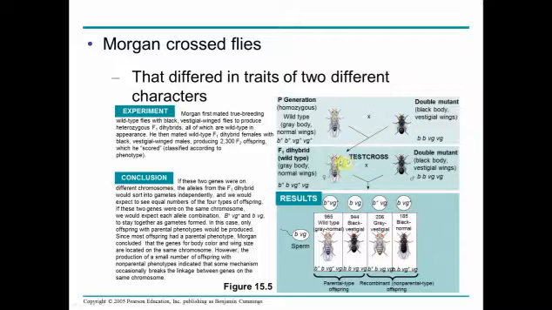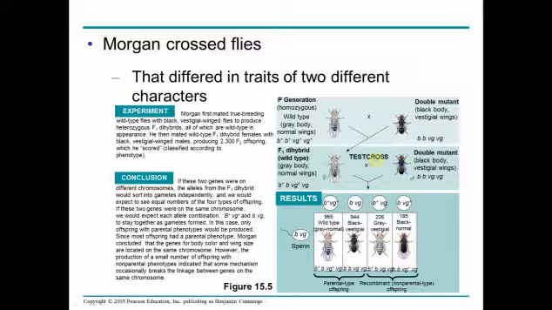When he crossed them, all of the offspring were wild type, but this time they're heterozygous wild type: b+ b and vg+ vg. Vg stands for vestigial and b is black body, of course. And he did a test cross, crossing it with a double homozygous recessive.